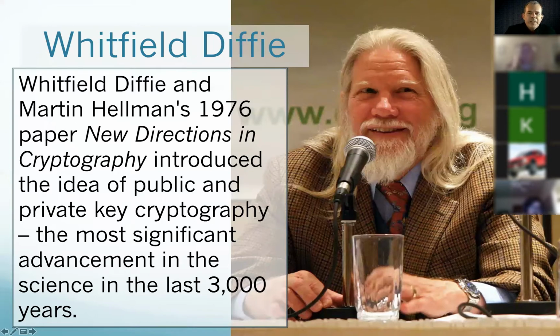So I brought, I don't know if this is Dumbledore or Gandalf, but this is a real guy. His name is Whitfield Diffie. And his paper in 1976 was called New Directions in Cryptography. What a cool title. It was so understated. And we can say this is the most significant advancement in cryptography, in the science of encryption, in 3,000 years. And so there he is, standing right in front of you, the man. He wrote a math algorithm that is used today.